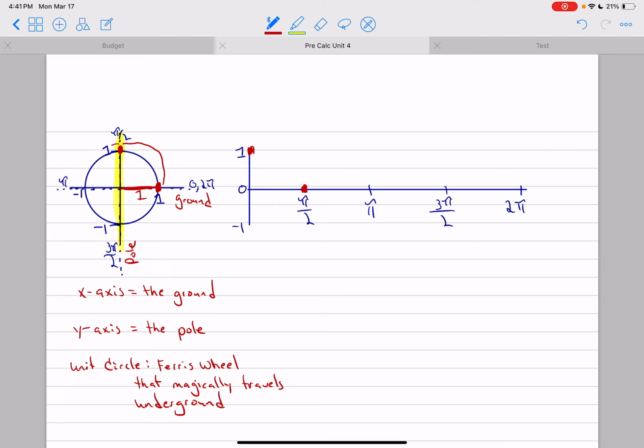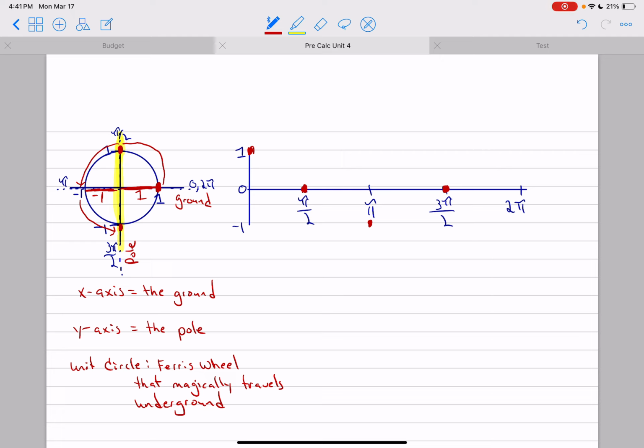So I keep rotating around and I get to this angle of pi. When I'm at pi, oh man, I'm behind the pole as far as I can be. -1. So at pi, I'm at -1 behind the pole. I rotate around again and I get to 3/2 pi. And where am I at? Well, I'm right here. I'm touching the pole again. I am no distance from the pole, so I'm at 0. So 3/2 pi, I'm at 0.